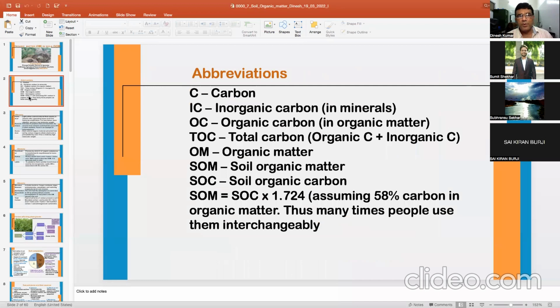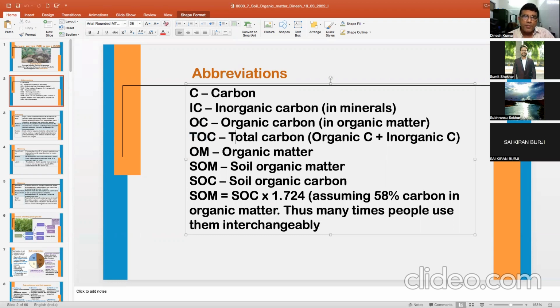This is very, very important, and I may be using some abbreviations in this presentation, and many times people write these abbreviations. C for carbon, IC for inorganic carbon, OC organic carbon. Organic carbon is always confined to organic matter, means carbon present in organic matter is organic carbon. Total organic carbon, TOC. TOC means total, TO for total, or C for carbon. So this is total carbon, organic carbon plus inorganic carbon.